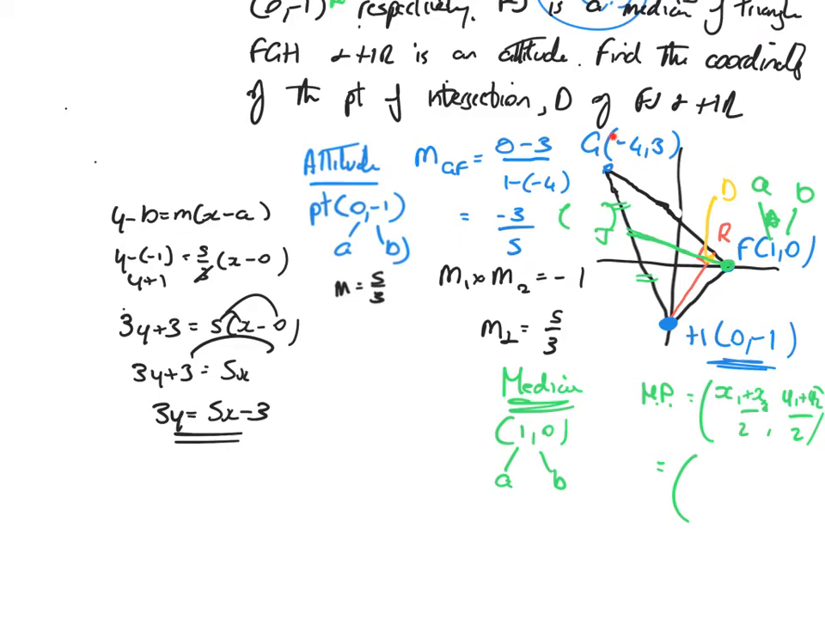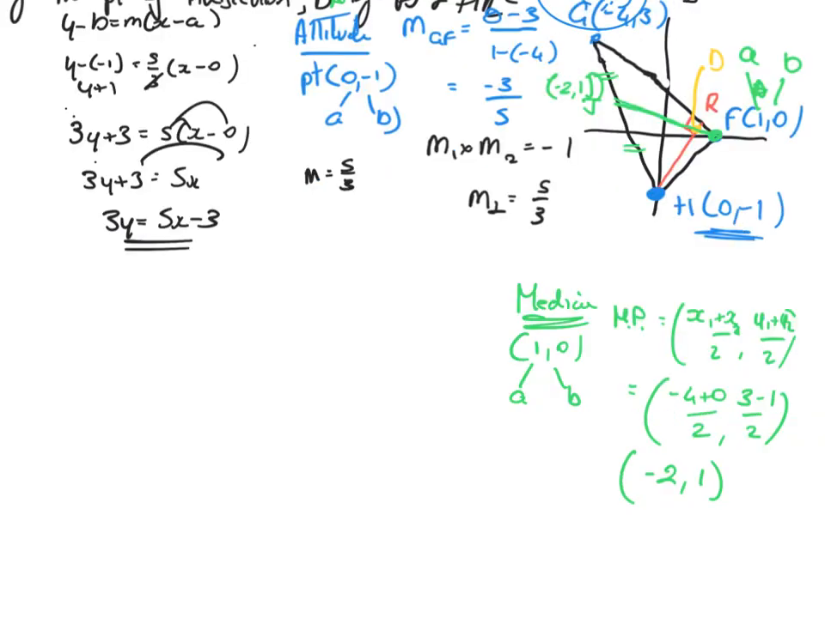So it's going to be x1 plus x2 over 2. So it's -4 plus 0 over 2. And y1 plus y2 over 2, that will be 3 plus -1. Well, I can just write that as 3 minus 1, over 2. -4 plus 0 is -4, -4 over 2 is -2, 3 minus 1 is 2, 2 over 2 is 1, so that point is (-2, 1).